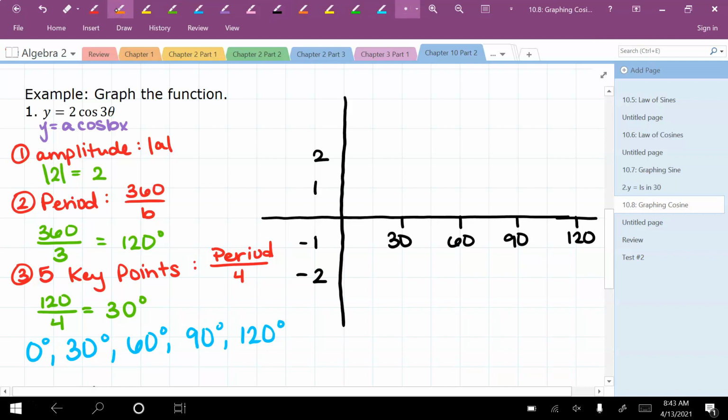So instead of starting at 0, 0, you have to start at 0, 2. And we're at 2 because that's my amplitude. My first point's going to be up here. Then at 30, we're back down at 0. At 60, we go down to -2. At 90, we're back up at 0. And then at 120, we're back up at 2.